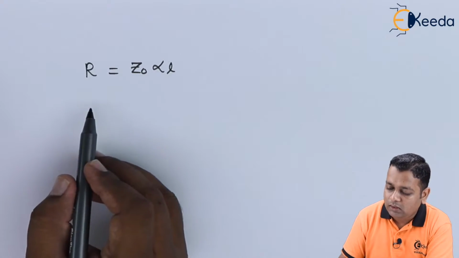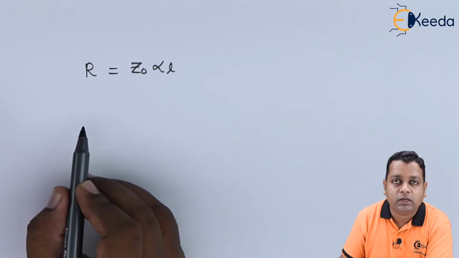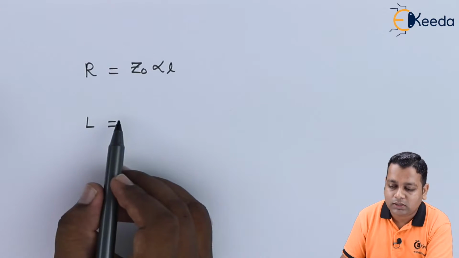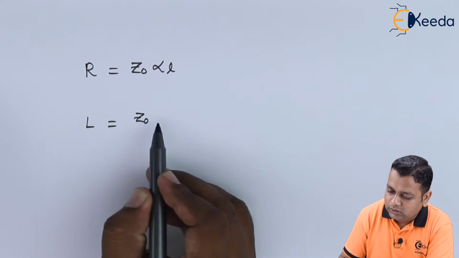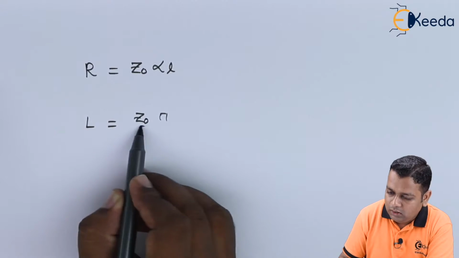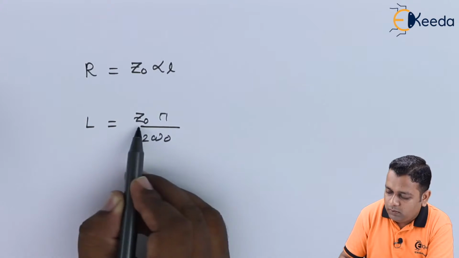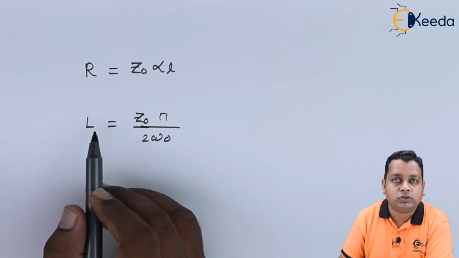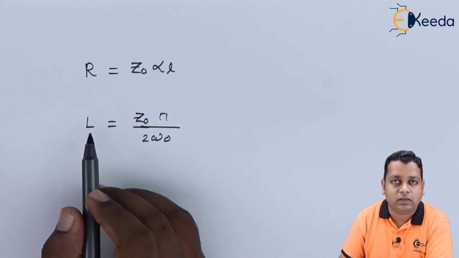Whereas we can have the identification of another component that is of inductive nature here. So L is equal to Z0 into pi divided by twice omega 0. So this component will be responsible for the storage of magnetic type of energy.